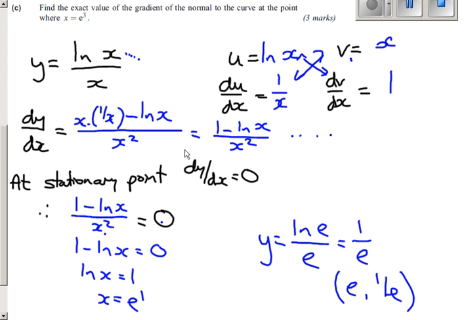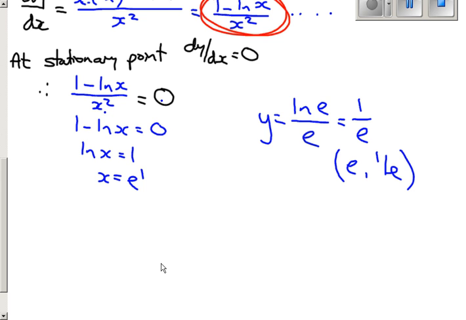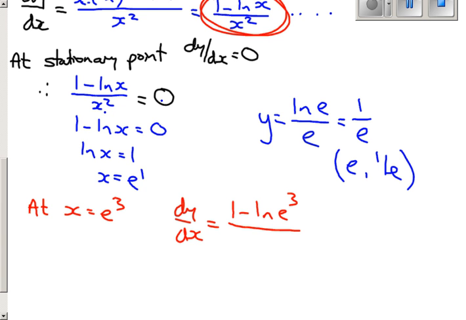Final bit says find the exact value of the gradient of the normal at the point when x equals e to the power of 3. So we've got what the gradient is. Sorry, this is getting a mess, but there's the gradient there. And let's scroll down a little bit more. So at x equals e to the 3, dy by dx is going to be equal to 1 minus the ln of e to the 3, all over e to the 3 squared.